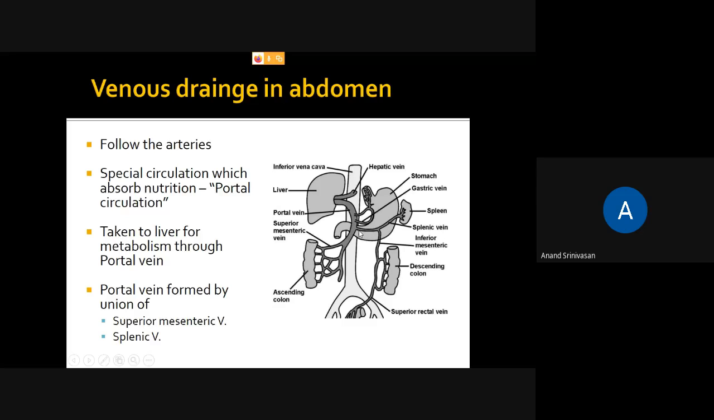Okay, the splenic vein. The splenic vein and the superior mesenteric vein join together to form the portal vein. This portal vein is exclusively present only in the GIT, and it helps in transporting the food from the small intestine to the liver.